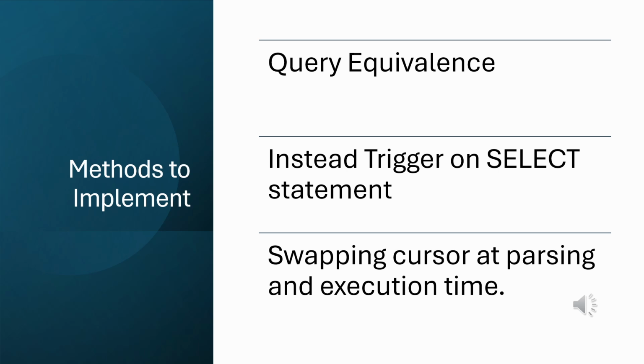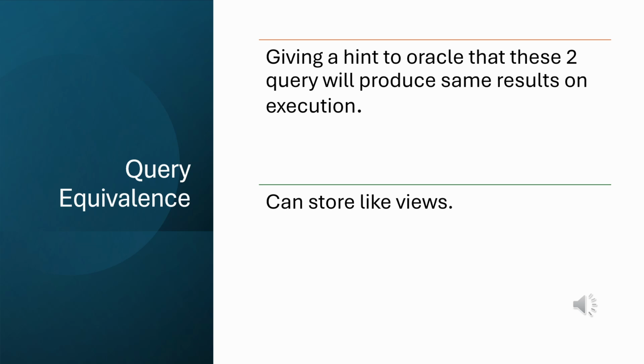The third is swapping cursors at parsing and execution times. Using the hash values, we can swap the cursors so that the tuned query will be executed instead of the original query. So query equivalence is giving a hint to Oracle that these two queries will produce the same results on execution. We can store these SQL statements like views and access them.